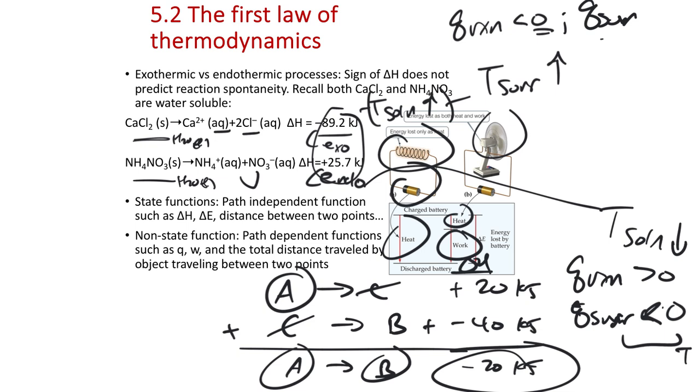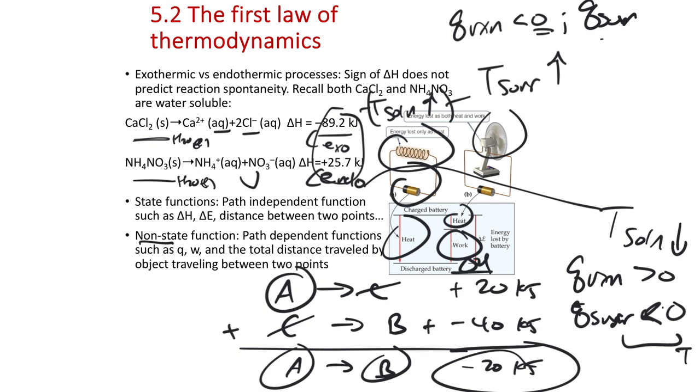And so the heat versus work are path dependent. They depend on the path and how we're using them, so those are non-state functions. Things that are non-state functions would be things like heat versus work in a reaction, and like the total distance traveled to get from point A to point B, which is also path dependent. The actual distance between the 2 points is path independent.